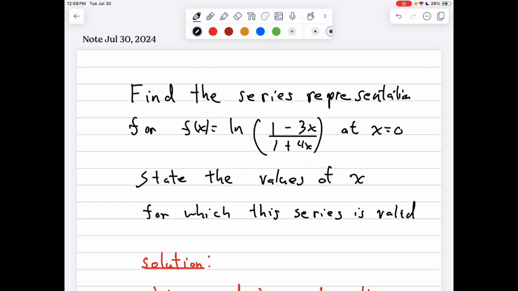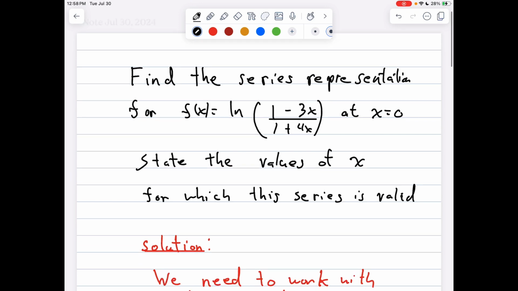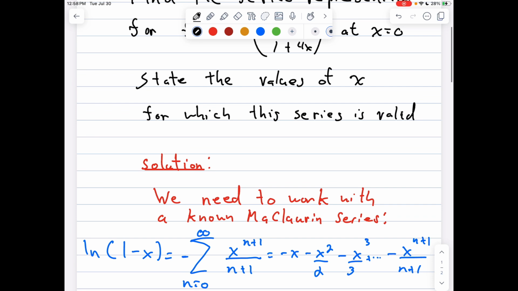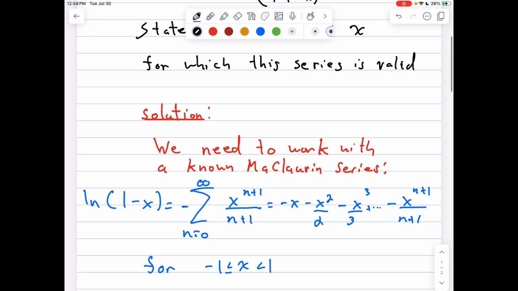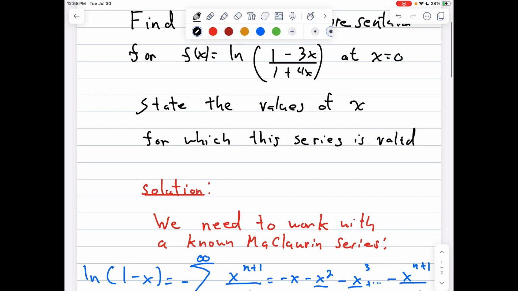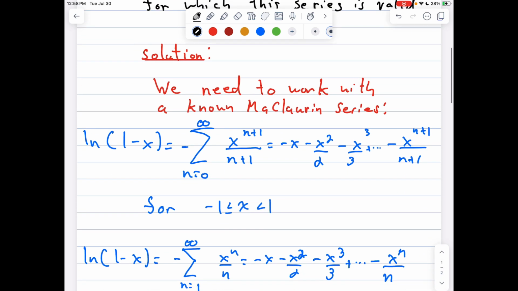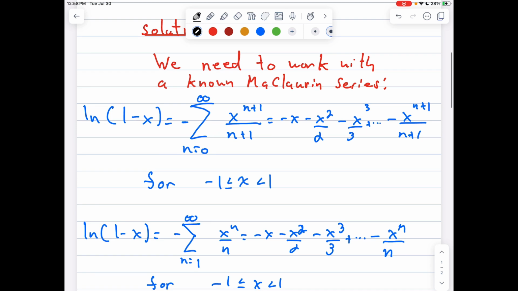Okay, so when you're working with these types of problems, the first thing you have to work with is a series representation of a Maclaurin series, or any other Taylor series, where you're centered. In this case, we're going to be working with a Maclaurin series to start off with because we're centered at x equals 0. And here I'm going to work with a series for, in particular, ln of 1 minus x.